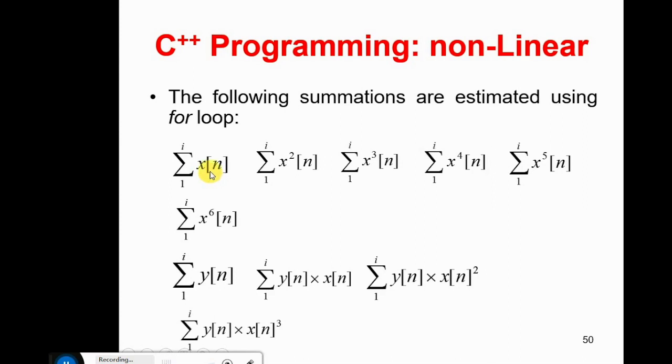In C language, arrays are written with a square bracket. So here I have used square bracket, and this n is rolling from 1 to I. So here x to the power 1, x to the power 2, 3, 4, 5 and 6 is required, then y to the power 1, y to the power 1 into xn. So here x to the power 0 is accommodated, x to the power 1, x to the power 2 and x to the power 3. These are the summations which are required to be found out from the given data points.